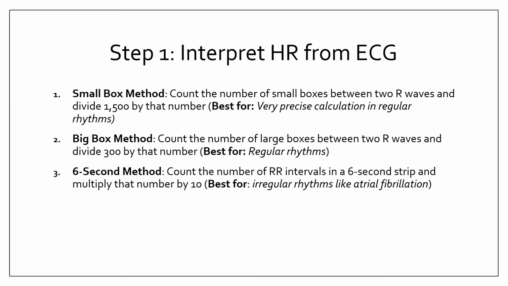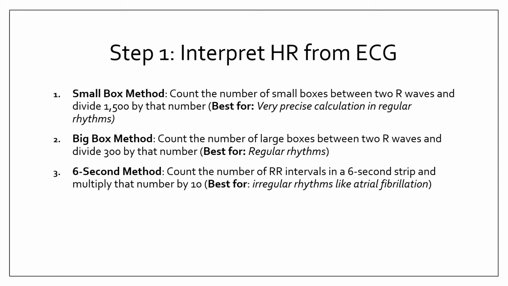And then finally, method 3, this is the 6-second method. This is great for irregular rhythms. So we're going to identify a 6-second strip and print that out. And we're going to count the number of R waves in those 6 seconds, and we're going to multiply that number by 10 to estimate beats per minute. And again, this is best for irregular rhythms like atrial fibrillation or rhythm strips without consistent RR intervals.